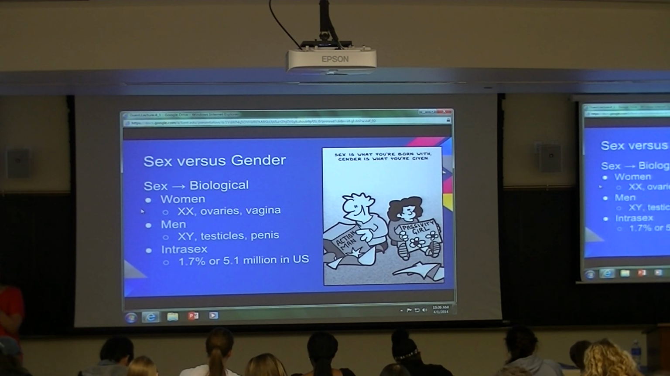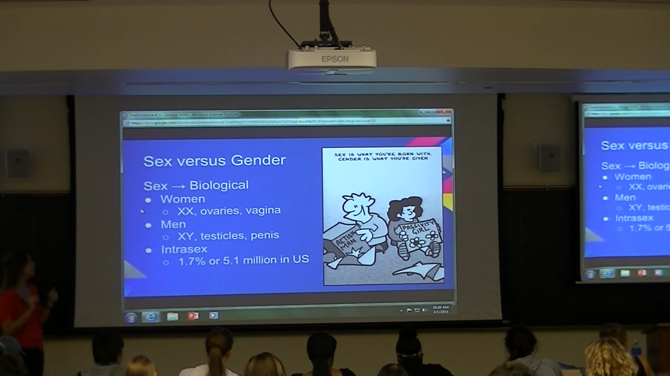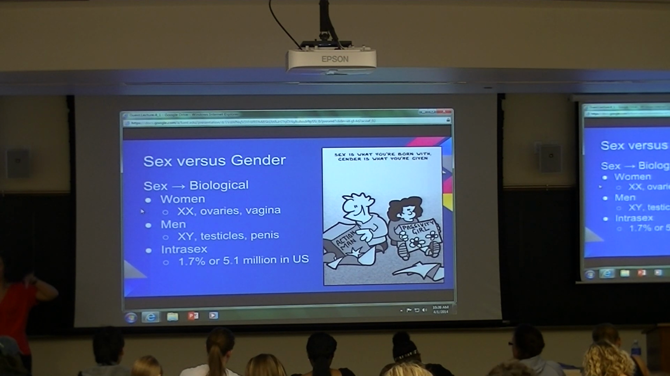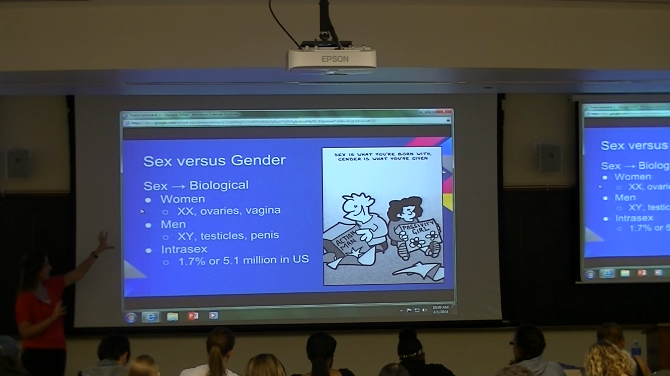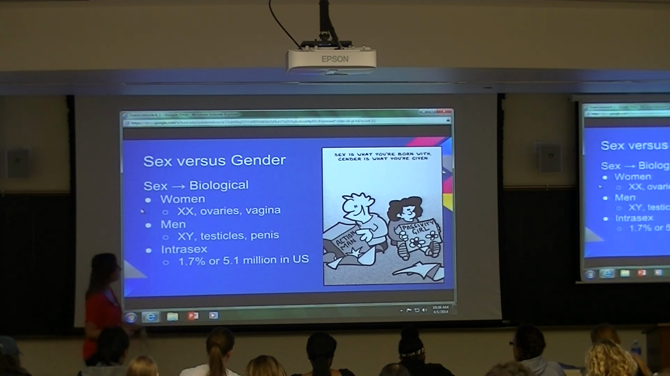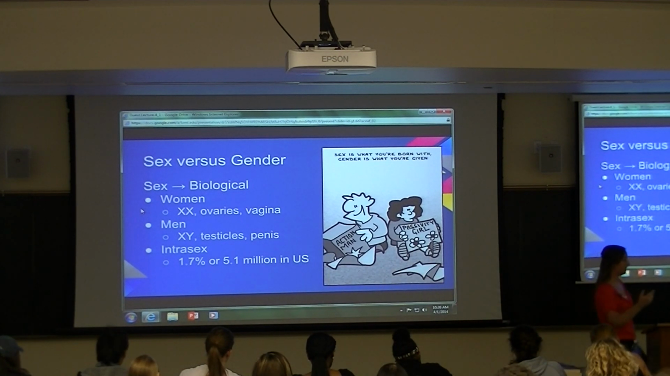For your notes and for the exam, know that sex is biological and it's different from gender. Also we have intersex, so everything doesn't always work out so well. 1.7% of Americans are born intersex. There are 3 different types of hermaphrodites. You might get a little bit of both, and this is about 5.1 million Americans. It's not important that you know the numbers, it's just that there can be different types of sexes.